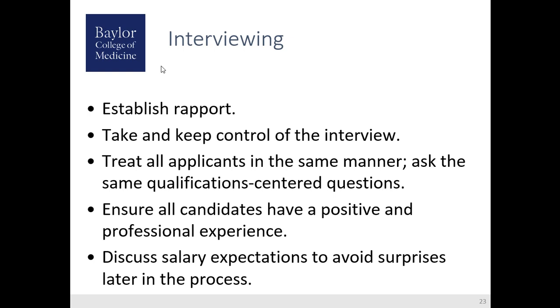Treat all applicants in the same manner and ask the same qualification-centered questions. Ensure all candidates have a positive and professional experience. And definitely discuss salary expectations to avoid surprises later in the process. Now, this isn't promising them a salary. You might not even mention what kind of salary budget you have. You're just asking them what kind of salary they're desiring for this role. And then in your mind, you can be evaluating whether that fits within the range you have budgeted.